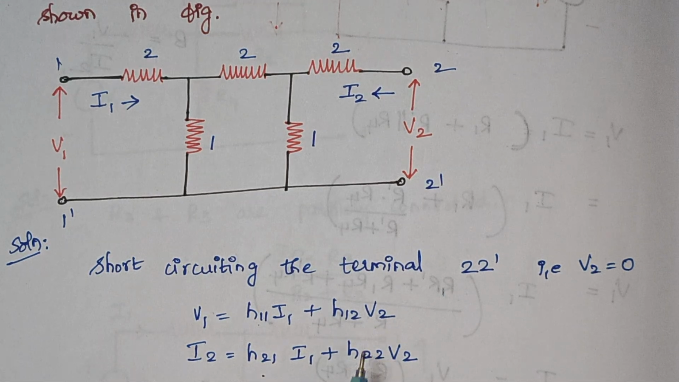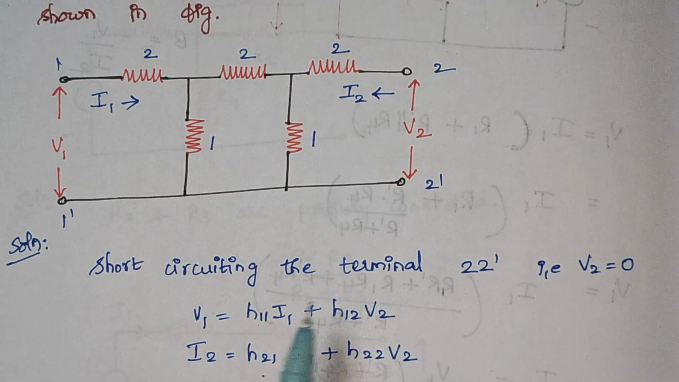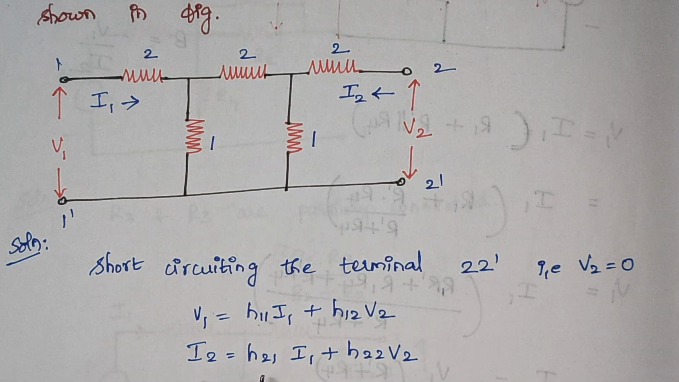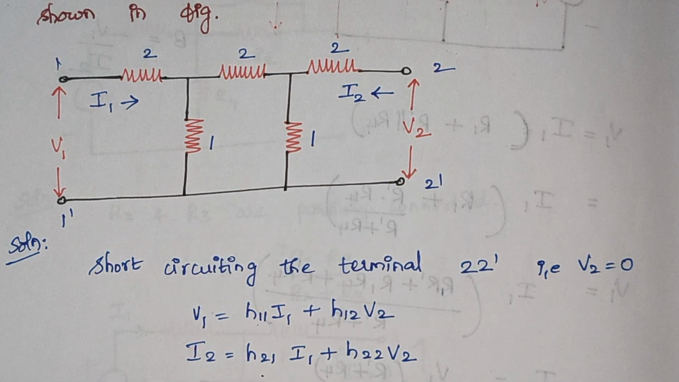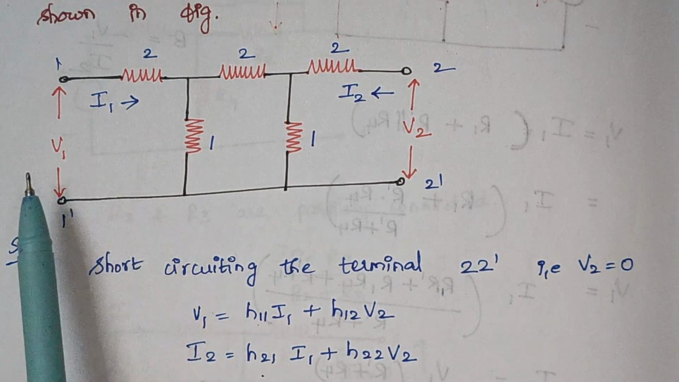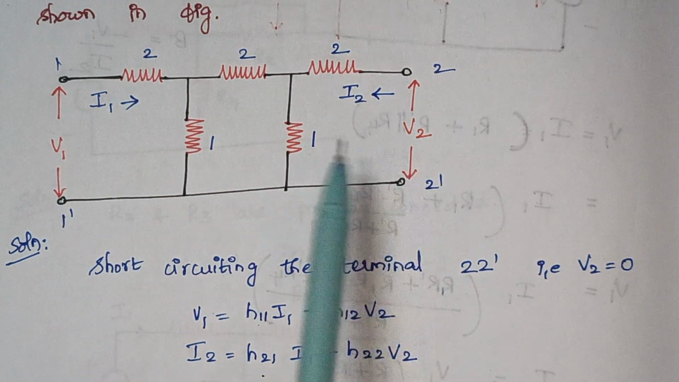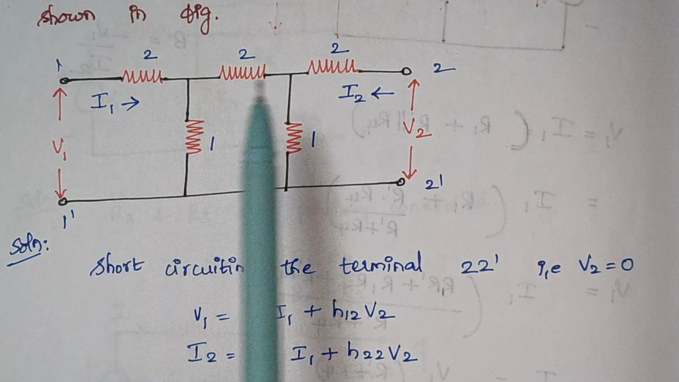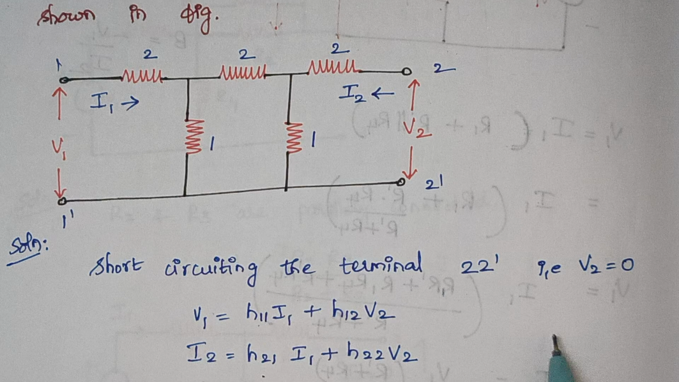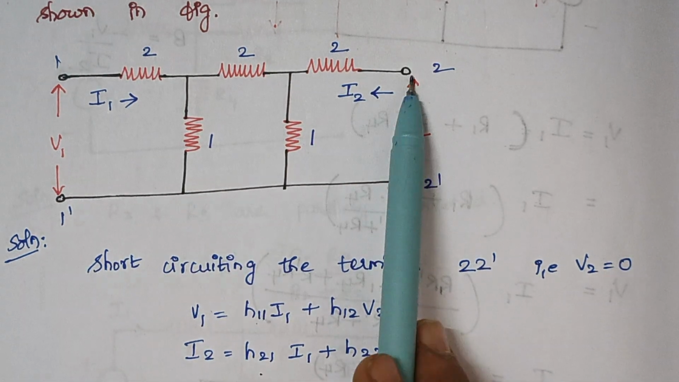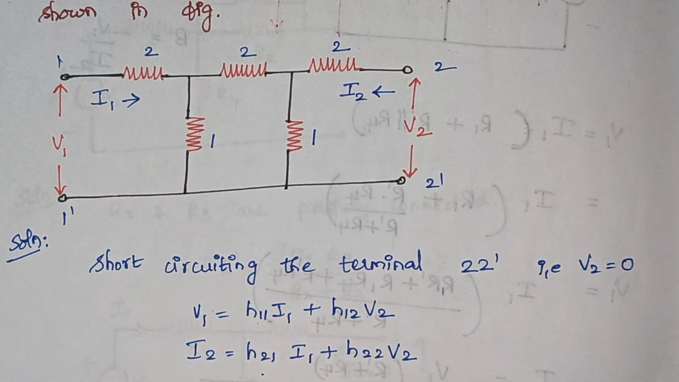As a first step we are making V2 as 0 and we are going to calculate the H11 and H21 terms. So how can you make V2 0? As we all know, again I am repeating, V1 is the input voltage and V2 is the output voltage, and I1 is the input port current and I2 is the output port current. So now we are going to short circuit the output port, thereby making the value of V2 as 0.